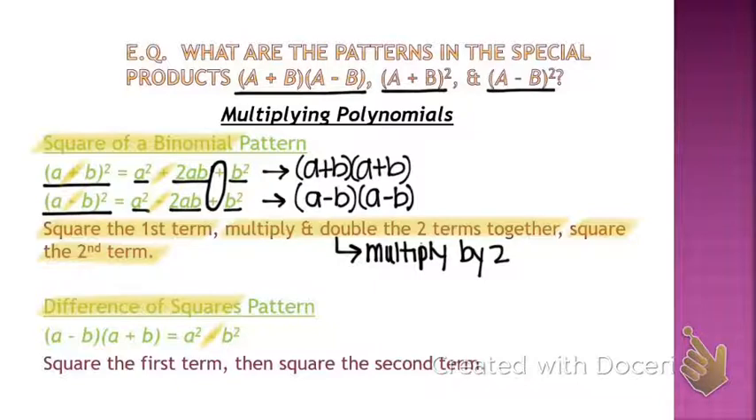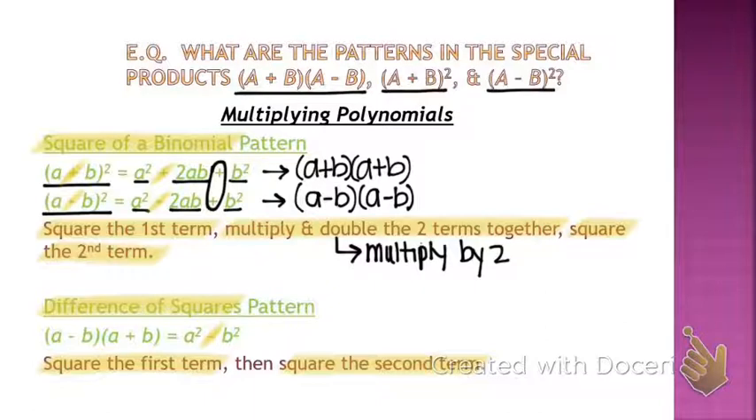Is anything else different? No. Everything is the same except for one has a minus sign and one has a plus sign. Okay? So, to get your answer, you're going to square the first term, then you're going to square the second term. And you're going to put a minus sign.